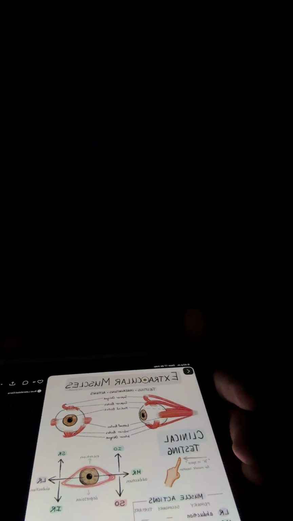The rule of innervation is very important: LR6, SO4, and the rest are 3. That means the lateral rectus is innervated by cranial nerve 6, the abducens nerve. The superior oblique is innervated by cranial nerve 4, the trochlear nerve, and the rest are innervated by cranial nerve 3, the oculomotor nerve.